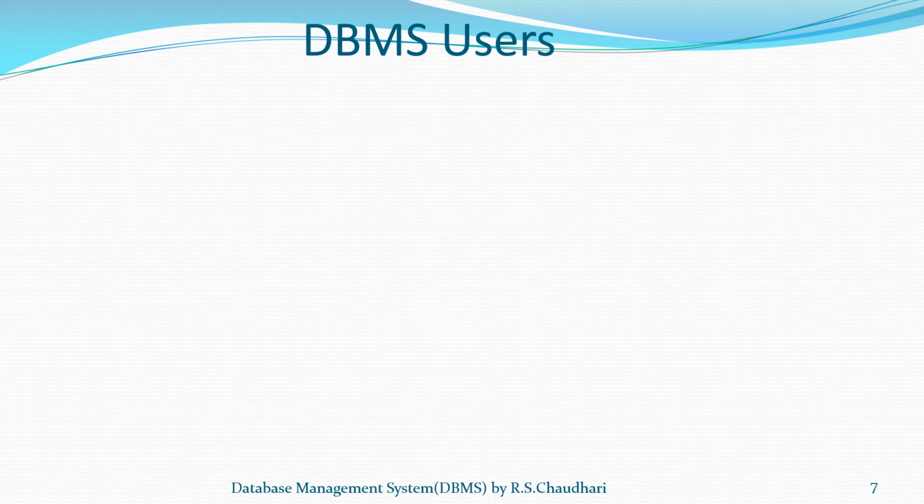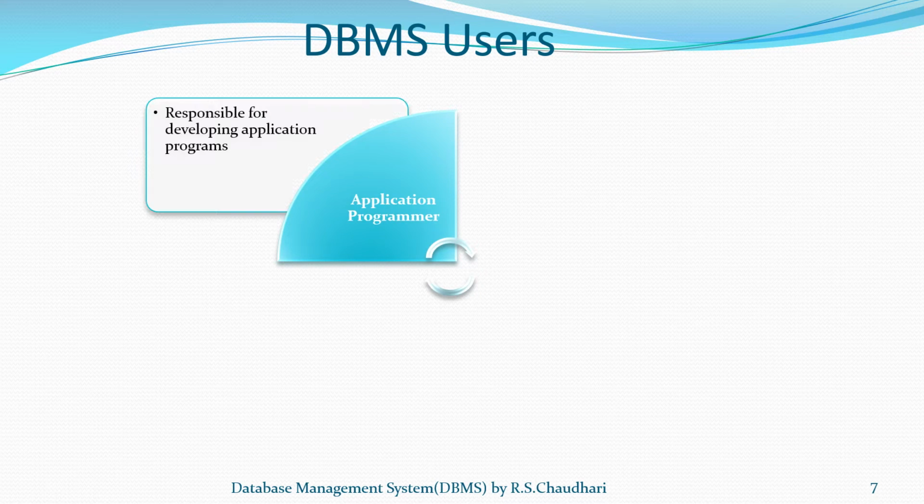First type of user is DBMS users. DBMS provides an environment to store and retrieve information. On the basis of interaction with the system, users are differentiated into four types. First type is application programmer. These are computer professionals. They are responsible for developing application programs. For development of application programs, these people use general purpose programming languages like C, C++, Java, etc. Through these programs, they handle or manipulate the databases.